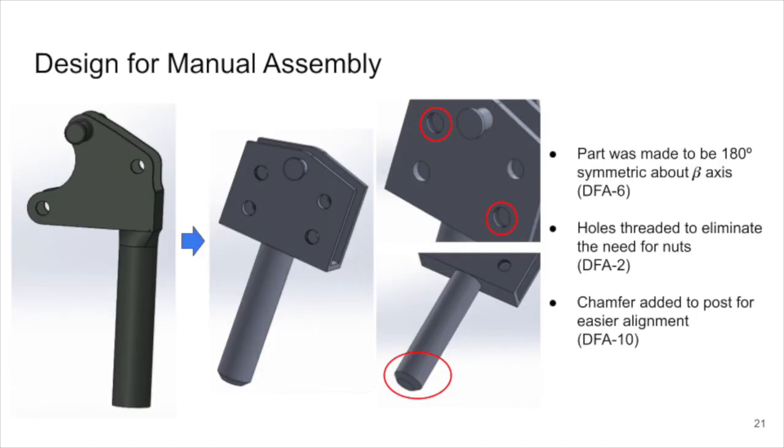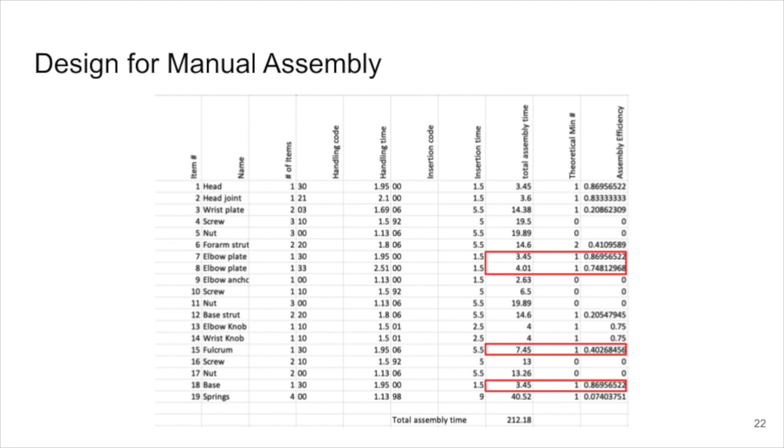The second redesigned part, the fulcrum, was redesigned to have 180 degree symmetry about the beta axis. Additionally, screw threads have been added to eliminate the need for nuts. This version will be more expensive to produce as it relies on secondary machining processes of tapping and turning. However, it reduces the part count by eliminating the nuts. Finally, we performed an assembly sequence analysis again with the redesigned parts. As you can see highlighted in red, the efficiency of both redesigned parts, as well as some of their mating components, has improved, and the total assembly time has decreased by about 22.5 seconds.